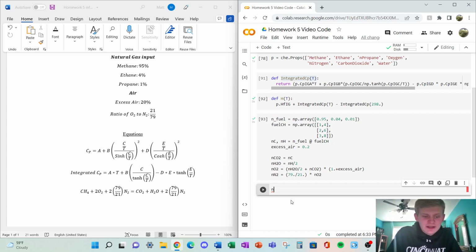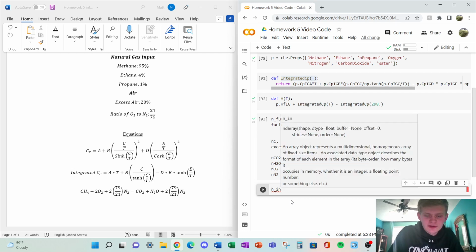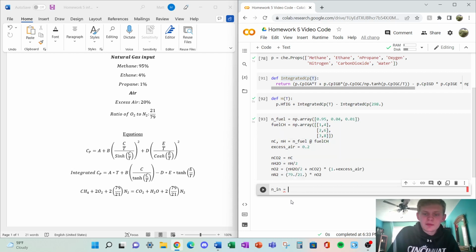And now here comes the tricky part, because we need to set up a dot product. A dot product is the product between two vectors, and we need to set this up in a very particular way. So our number of things going in is going to be equal to a numpy concatenate.